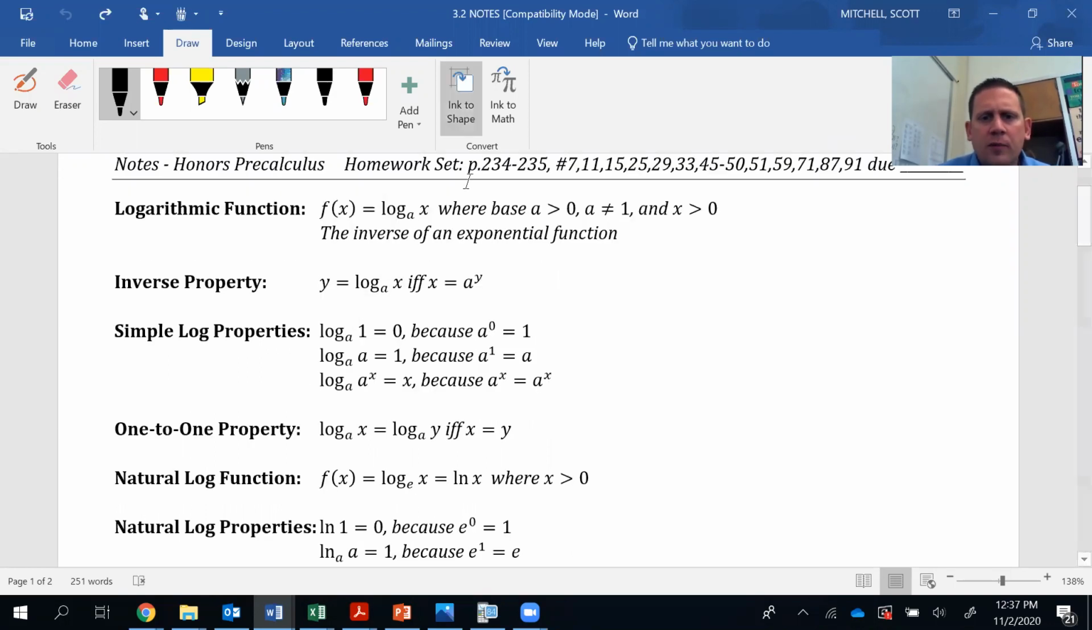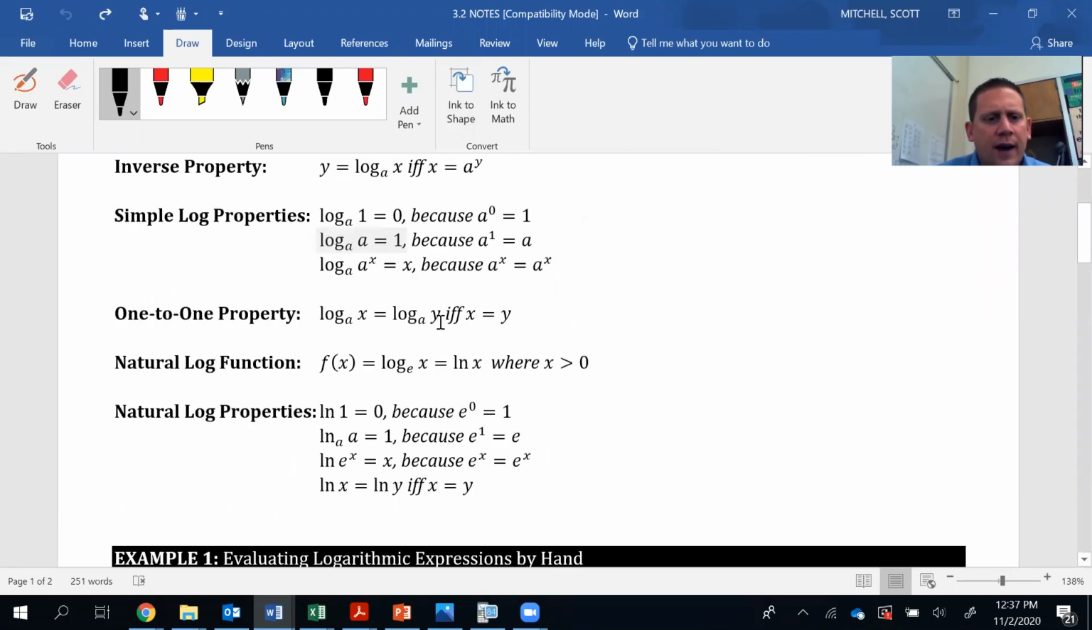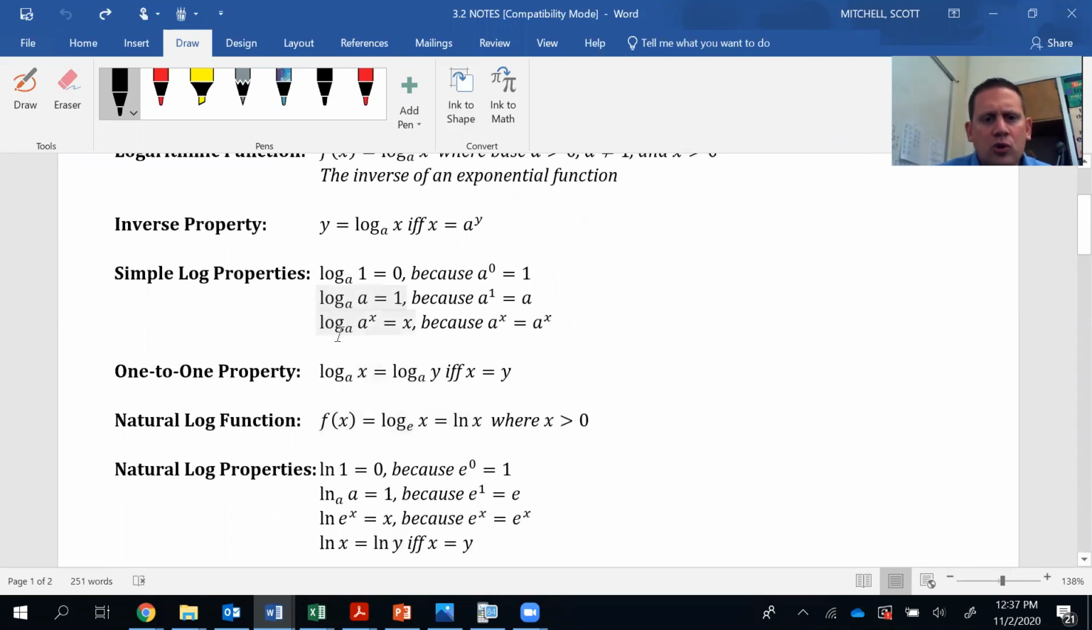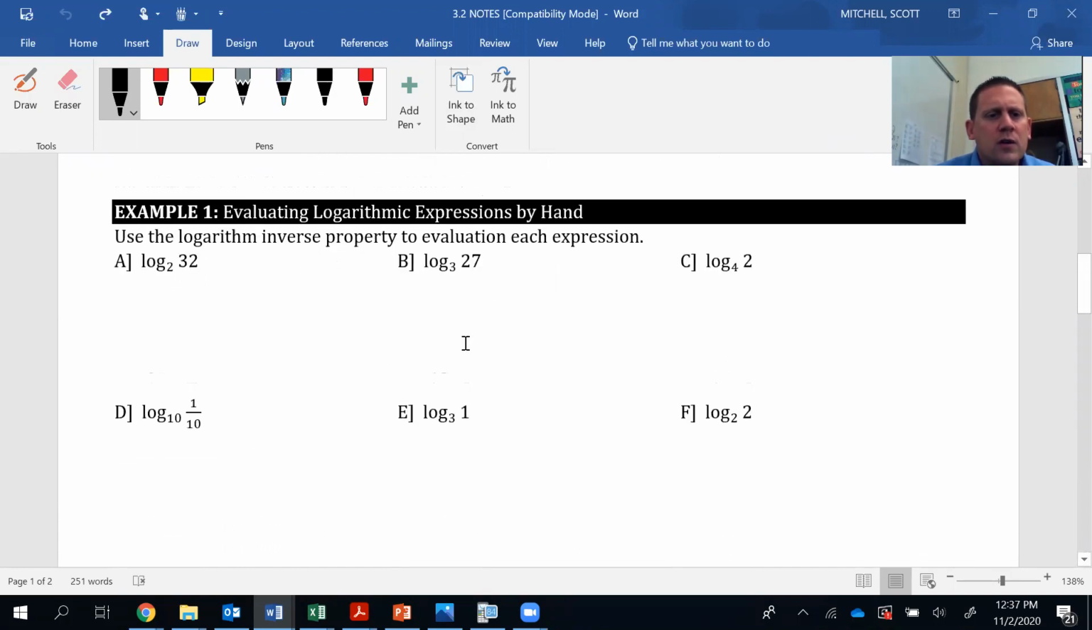So we have some properties up here that you can take a look at. Ask any questions you need to ask, but they're important things that we need to be able to use. I know they might look a little confusing, but once we get into using them, they make more sense. So use the logarithmic inverse property to evaluate each expression. What you want to do is try to convert it into an exponential equation.